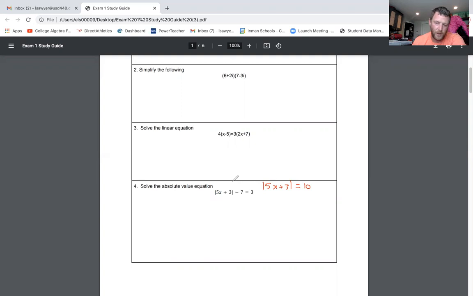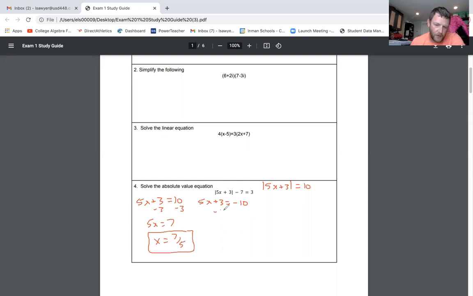Now I can write my two answers. I can say 5x plus 3 has to equal 10, just like what it shows, and then 5x plus 3 equals negative 10. Subtract off 3, subtract off 3. So I get 5x is equal to 7. Divide by 5, x is equal to 7/5.